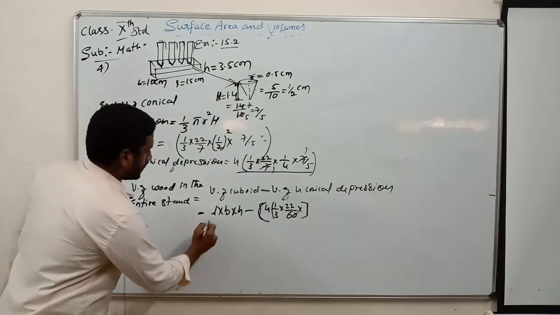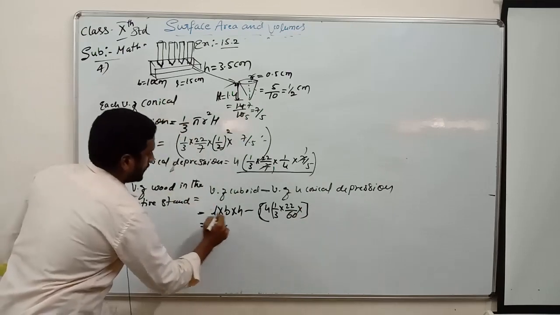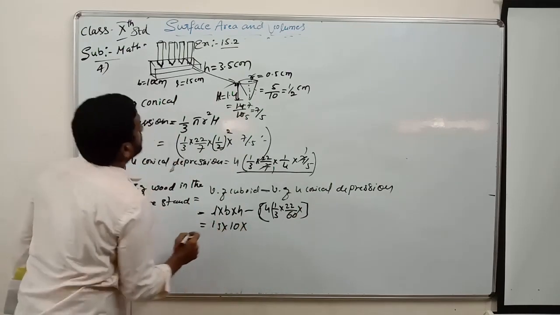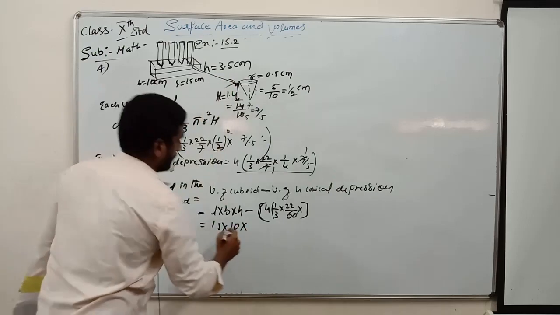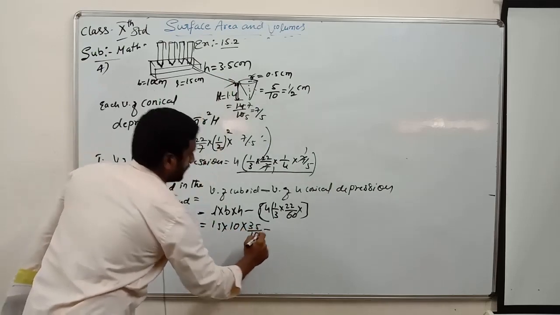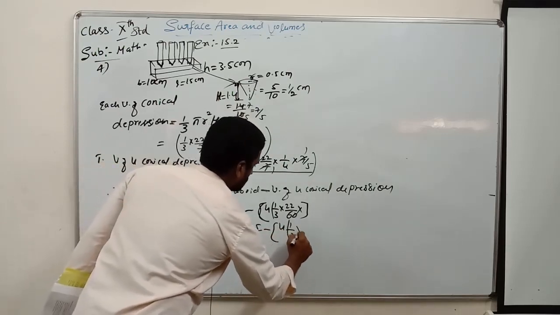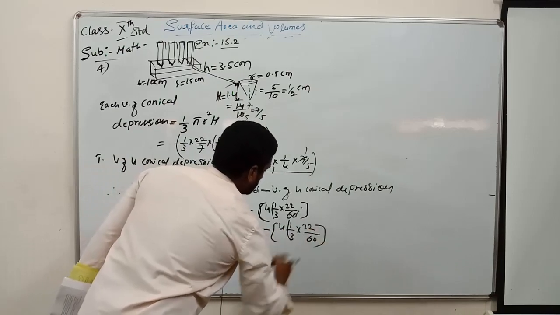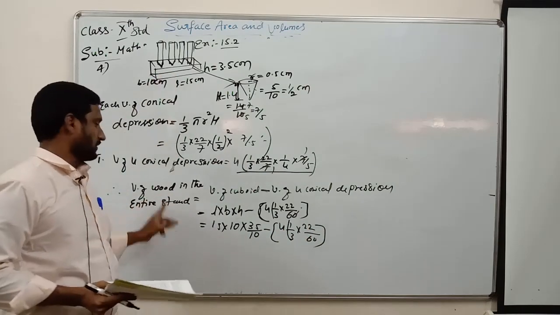Next, length means the length of the cuboid, we know that is 15 centimeter. Breadth is 10 centimeter. Height is 3.5 centimeter, nothing but 35 by 10 centimeter. So minus this, you can do it here and you are going to get the total volume of the wood in the entire stand.